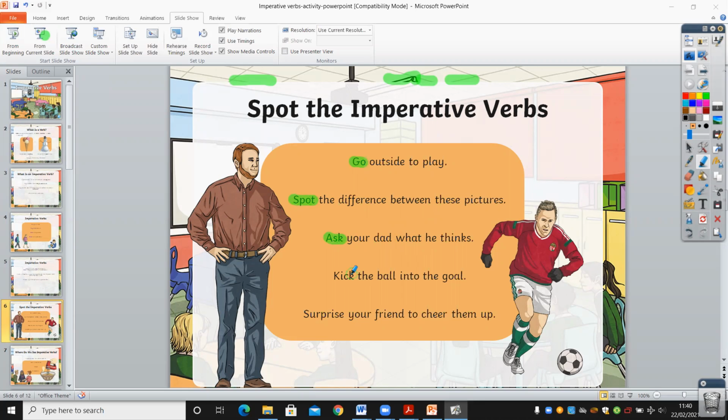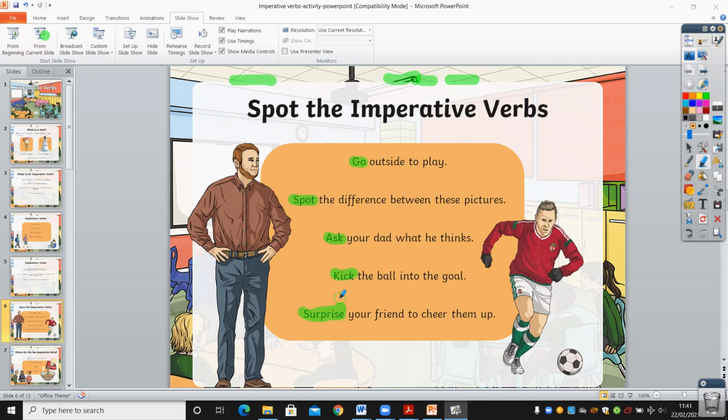Well done. Kick the ball into the goal. Where is the imperative verb? Kick. Well done. And finally, surprise your friend to cheer them up. Where is the imperative or the bossy verb? Surprise. Super. So all of these verbs are imperative verbs because they tell us to do something.